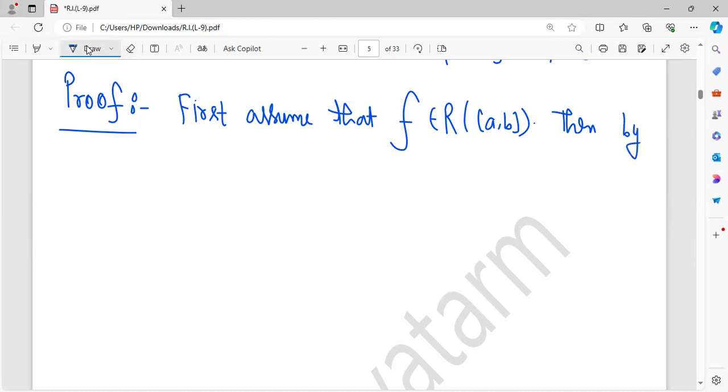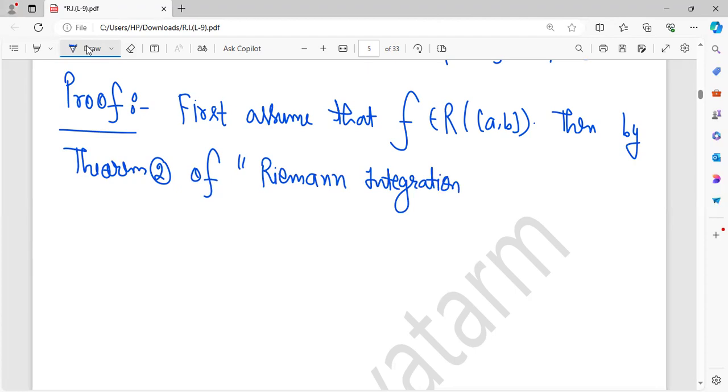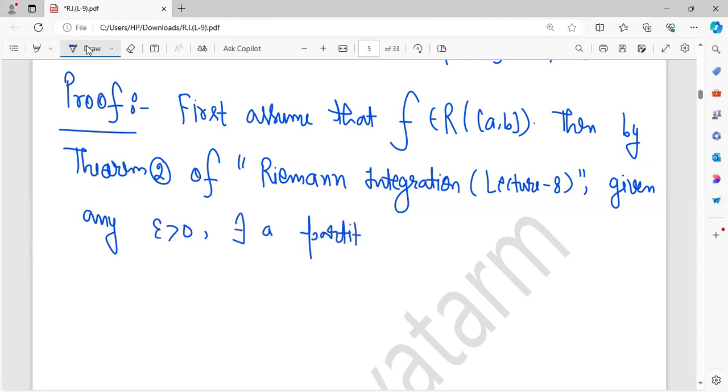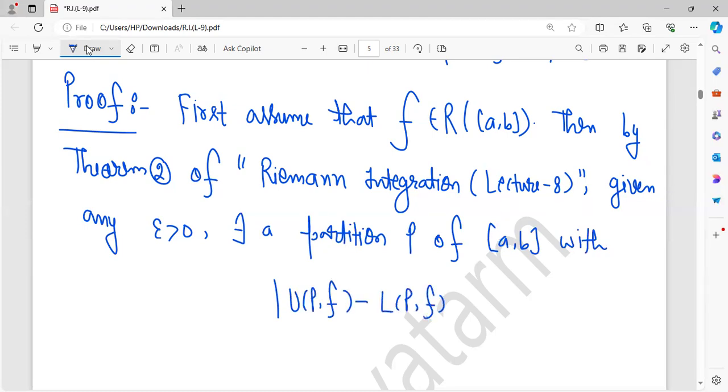Then by Theorem 2 of Riemann integration, lecture 8: given any epsilon greater than 0, there exists a partition P of [a, b] with U(P,f) minus L(P,f) less than epsilon.